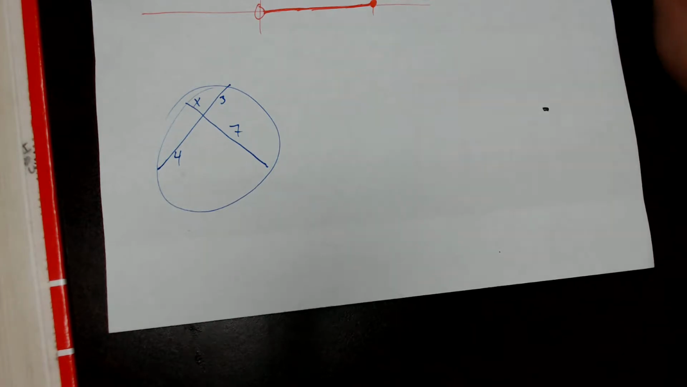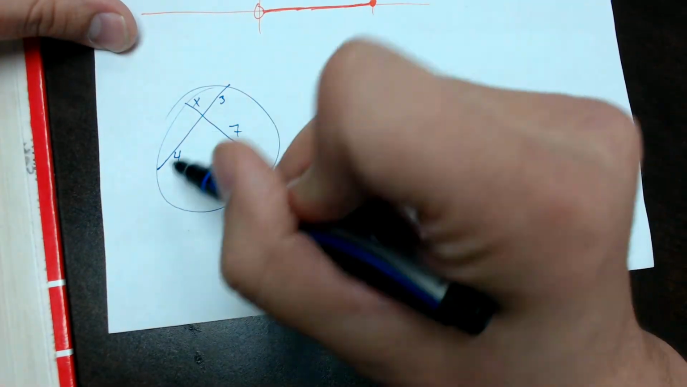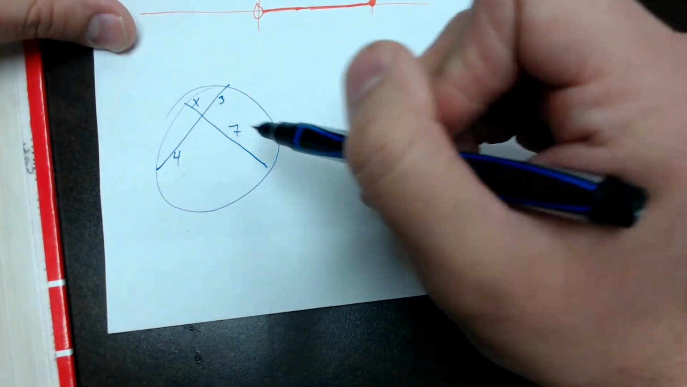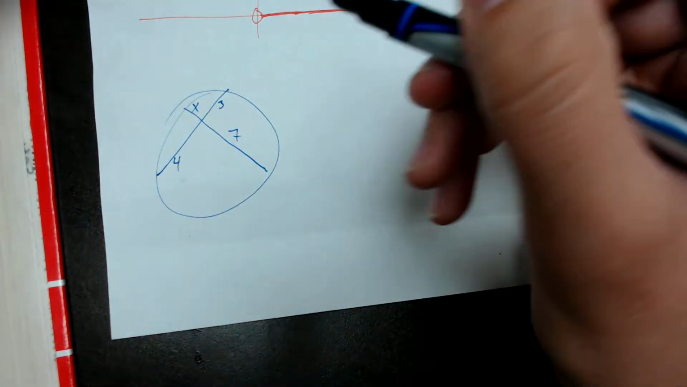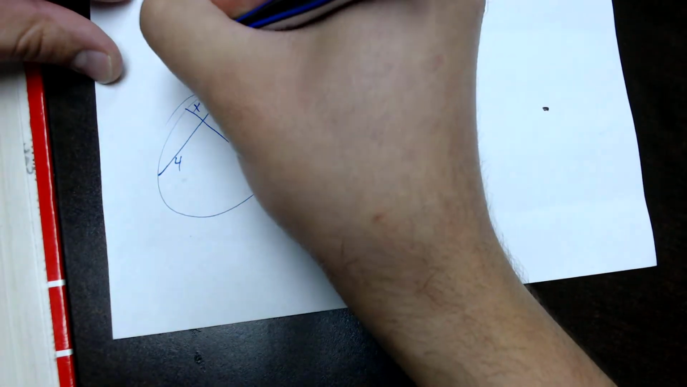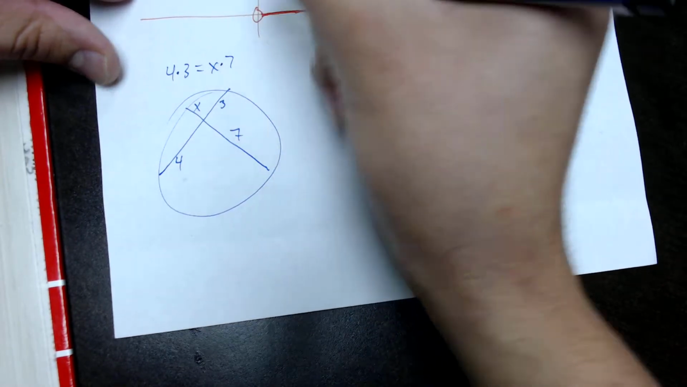Now, the equation we need to know for chords is pretty simple. All we need to know is that the lengths of the chord, when multiplied, will equal the lengths of the other chord. So in this case, 4 times 3 is going to equal x times 7. So we just set up an equation. It says 4 times 3 is equal to x times 7.